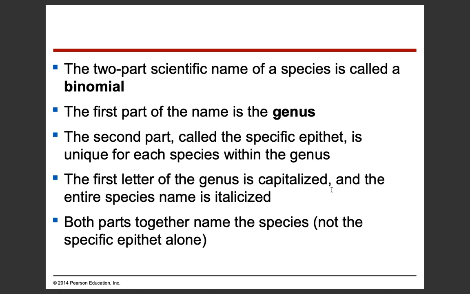So that's what this is going to talk about here. It's a two-part scientific name based on the species. It's called binomial because it has two names: the genus and the species. The first part of the name is the genus. They're all italicized, but the genus is capitalized and the species is not. Both parts together name the species, not the specific organism alone.